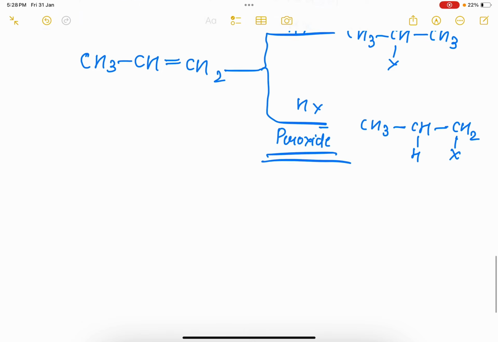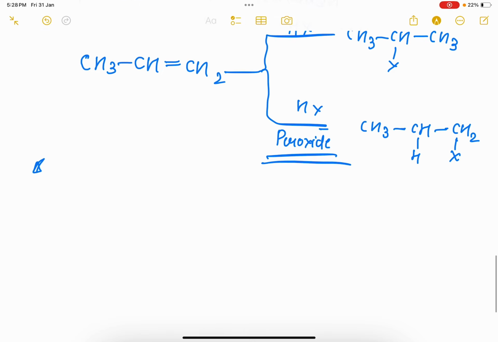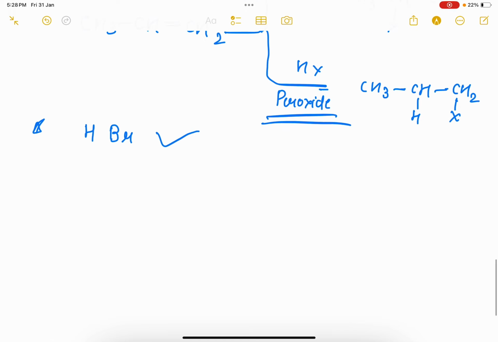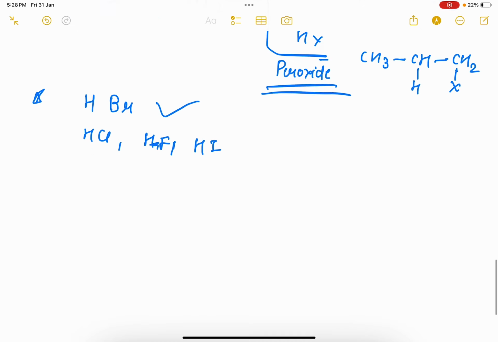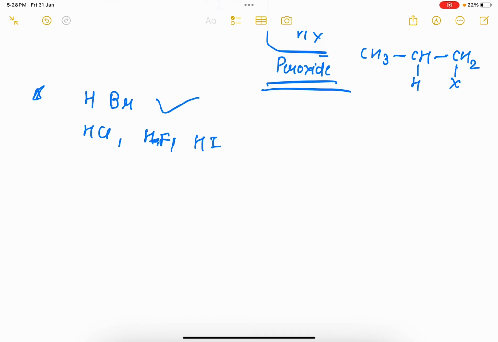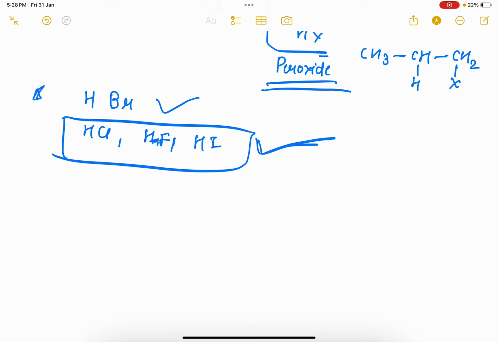And one more thing, the peroxide effect is observed only with HBr. Only HBr shows peroxide effect. In the case of HCl, HF and HI, we cannot observe the peroxide effect. Even in the presence of peroxide, they follow Markovnikov rule on the addition of these halides. So only HBr follows anti-Markovnikov rule.